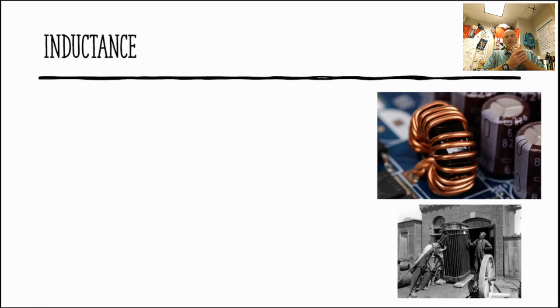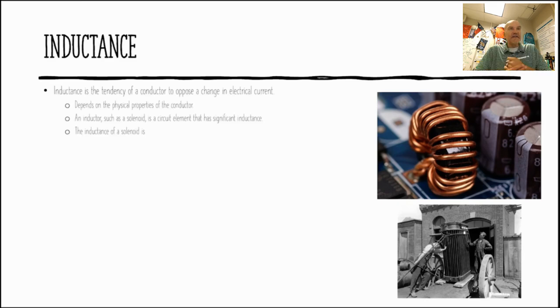Hi, welcome back to Unit 13, Electromagnetic Induction. This is topic 13.4. Now we're going to talk about inductance. We're going to move into two more types of circuits after this in 13.5 and 13.6. Inductance is the tendency of a conductor to oppose a change in electrical current.